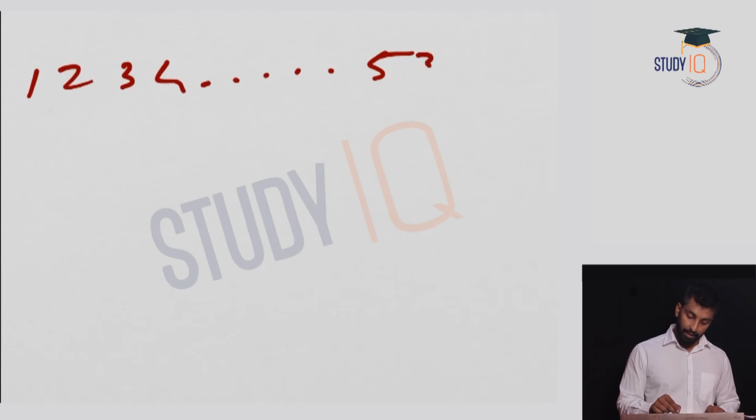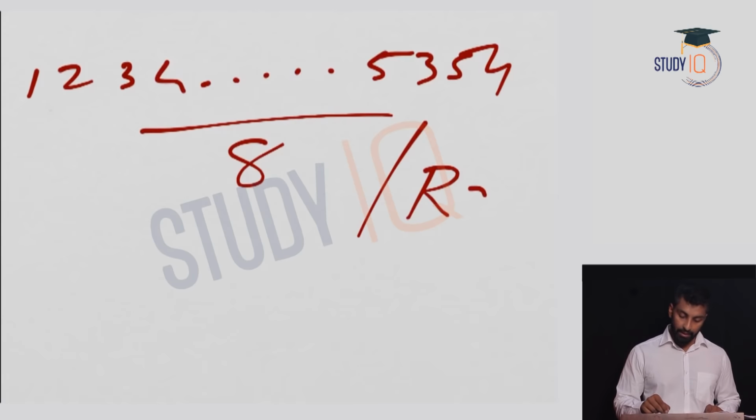The question depends on the divisibility rule of 8, right? So you have a number which is given. That number is found by writing the first 54 natural numbers, right? 1, 2, 3, 4, etcetera, 53, 54, right? So this is the number which is given. Divide by 8, you need to see the remainder.